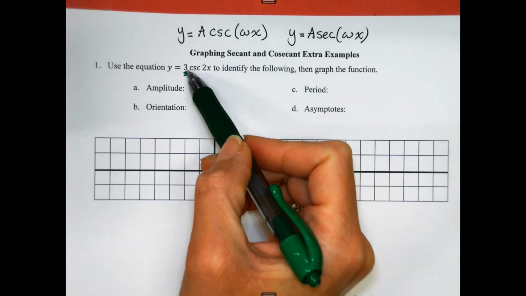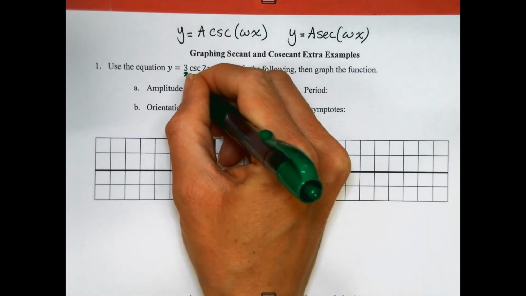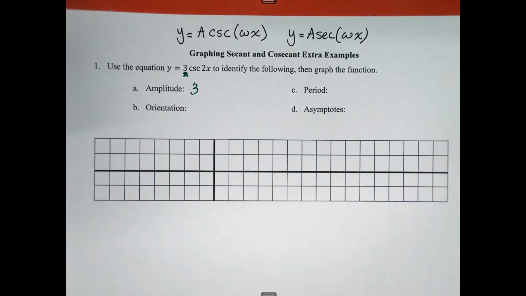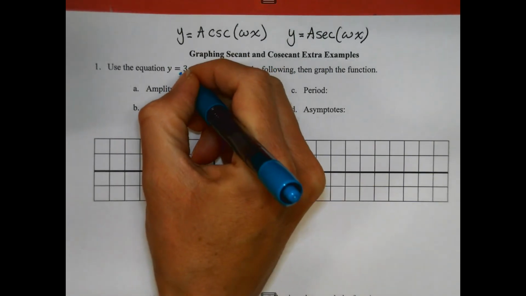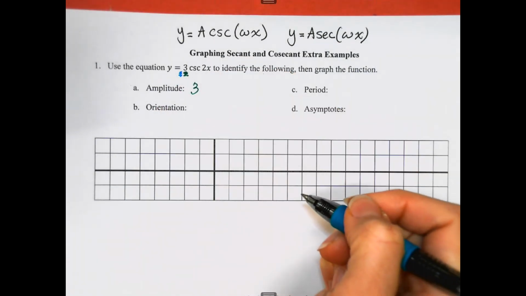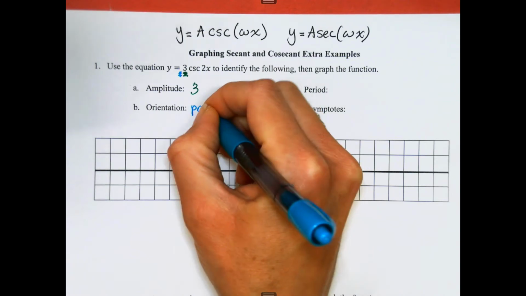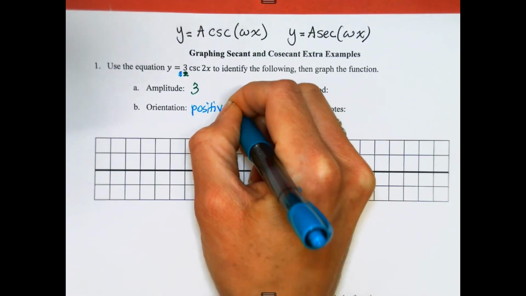So this 3 is our amplitude. Remember, amplitude is a distance. And orientation is also somewhat based on the 3. It's based on whether that 3 is positive or negative. So this one happens to be positive. So therefore, our orientation will be positive.